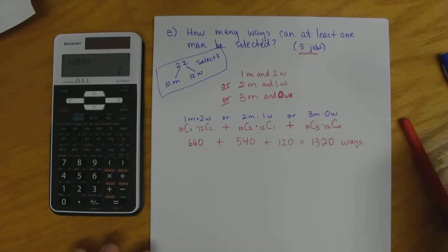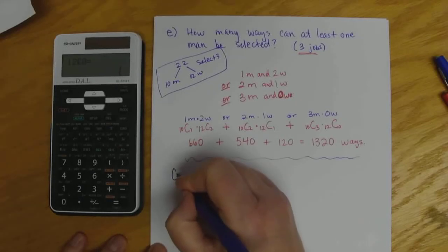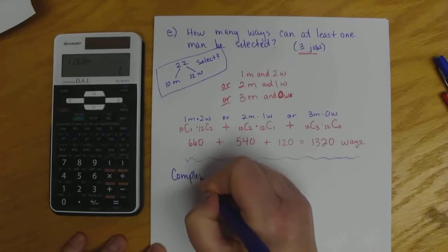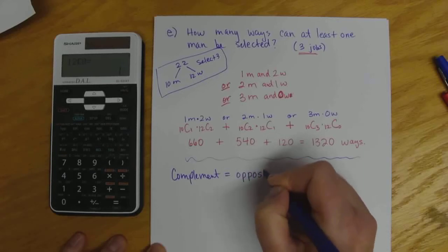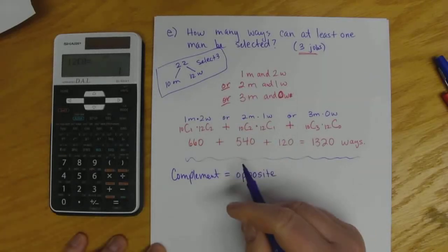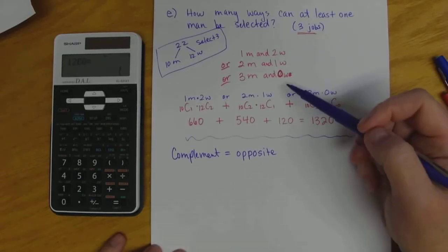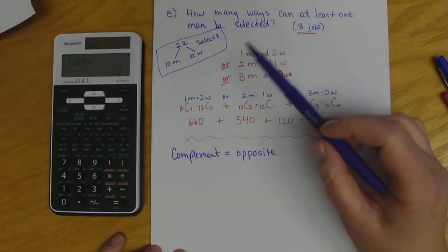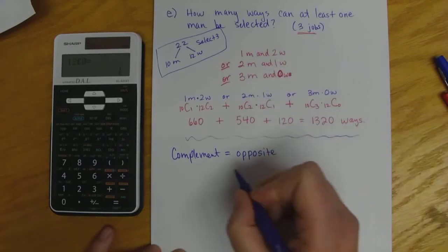Okay, now I want to show you something important, and that would be doing the complement, which is like the opposite. So there's another way we could do this same question. We could look at the opposite. Instead of looking at what they're asking for, we could look at what the opposite is, or any other cases that we didn't consider here.